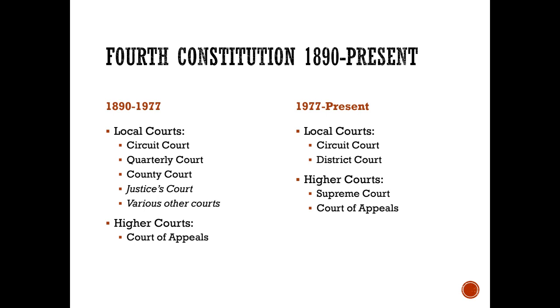So to summarize, the final and current Constitution of Kentucky in its current form, essentially the 1977 amendment just simplified the court system, and it made these records much easier to locate going forward. So the Court of Appeals clerk's office manages the cases for the higher courts, and the clerk for the circuit court handles all the cases for the lower courts.